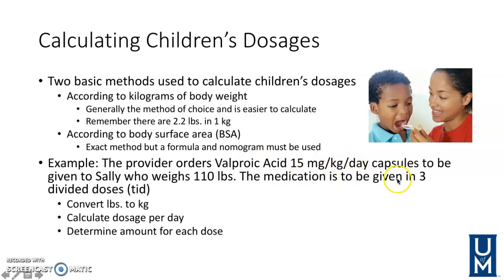But this medication is to be given in 3 divided doses. So we have 750 milligrams that needs to be divided by 3. So for each dose, or each time we give the medication, we're only going to give Sally 250 milligrams per dose, because she's getting it 3 times a day. So then that valproic acid becomes 250 milligrams 3 times per day to equal that 750 milligrams per day.